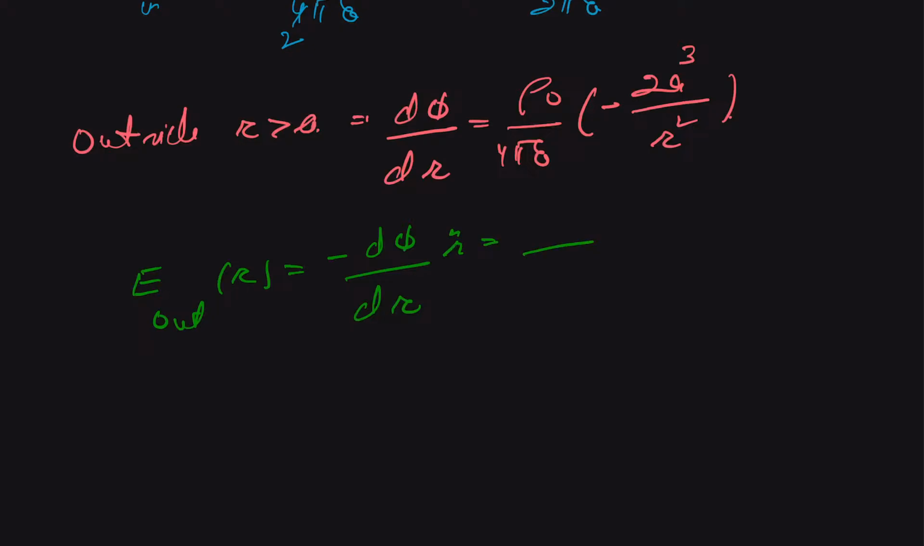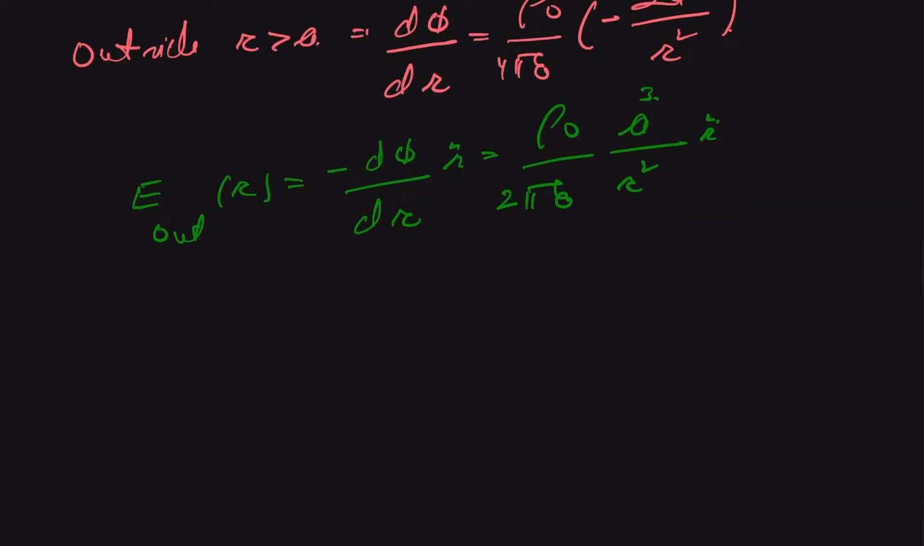We simply substitute the value, minus will be giving us plus, so this will be rho naught upon 4 pi epsilon naught, and here we have our a cube, and we can cancel out the 2, so this will be a cube upon r square and our r unit vector. So we got the value of electric field for inside and outside. Now we come to our charge density.